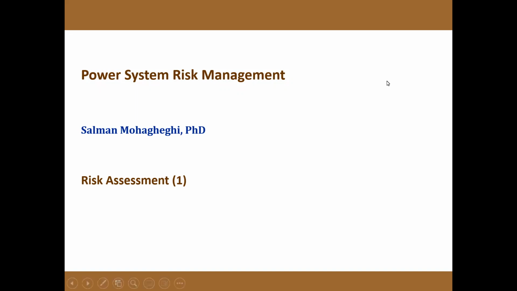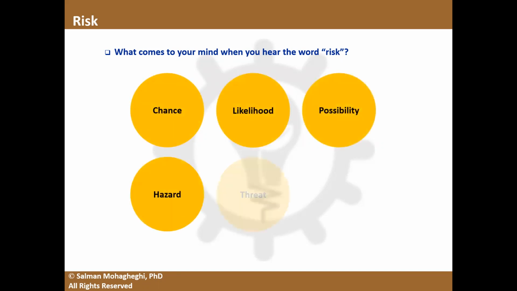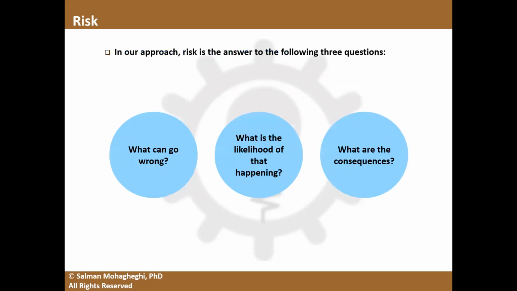Risk is actually a very confusing word because when you talk about risk or something which is high risk or low risk, different things come to people's minds. Some think of it as chance, likelihood, probability, possibility. Some may think of it as a hazard, as a threat, as a danger. In reality, none of those terms actually provide an accurate definition for risk, and defining what risk is not an easy task. In our approach, we try to model risk by answering the following three important questions.